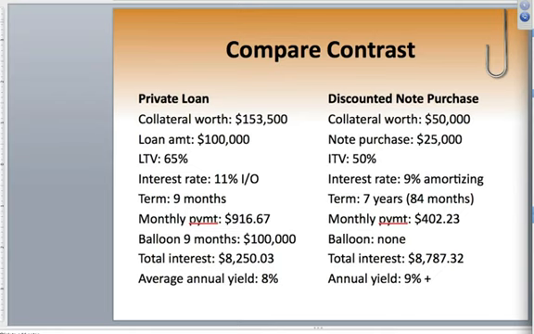Oh, yeah, so Sabrina, I usually do discounted notes. It's rare for me to buy at a greater than 50% LTV. Yeah, I'm pretty conservative, and it's actually not that hard to get a lot safer on discounted notes than you would get at private lending.